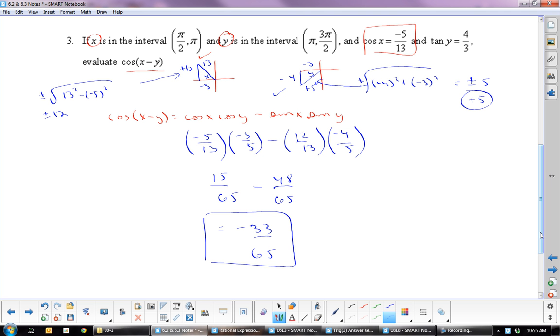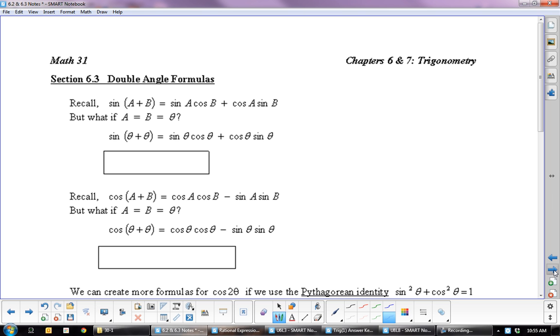Okay, so this should be review for those people that took 30 last semester. And it's like a preview for those people that are going to be doing it. Okay, 6.3, double angle identities.